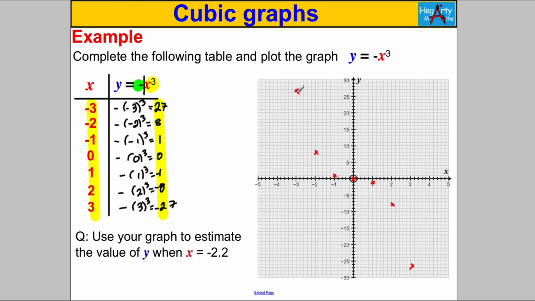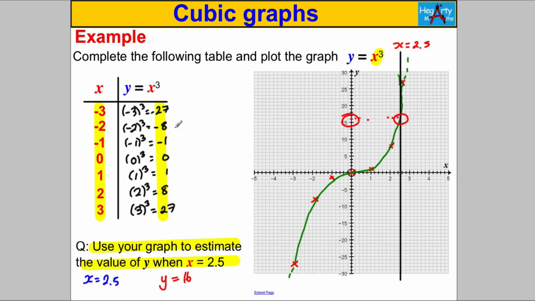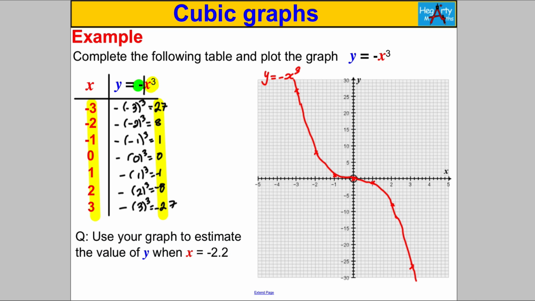Let's try and join the dots as best we possibly can. So something like this, and then it's shooting off here towards -infinity. So it looks something like that. Okay, now that was the graph that we've just plotted. y is -x cubed. It looks an awful lot like y equals x cubed, but it is the reflection of that graph in the y-axis.